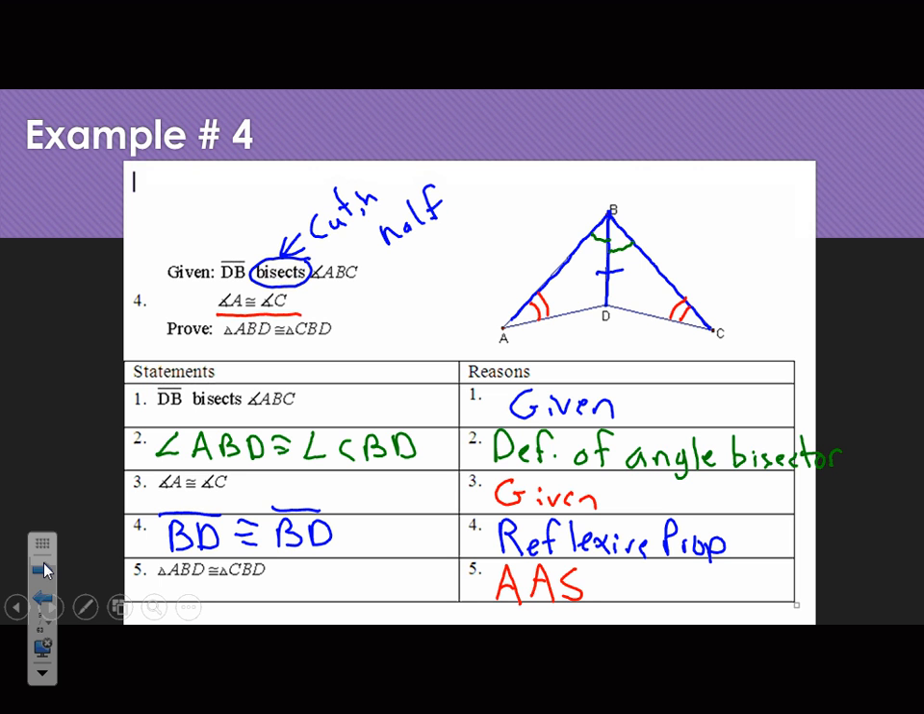All right. That's the first day of proof, so now I would like you to try 5 through 8.